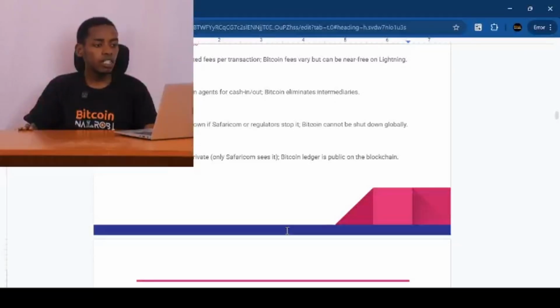So number 12, resilience. M-PESA can shut down if Safaricom or regulators stop it. The regulator of Safaricom is the CBK. If CBK stops M-PESA, it means you cannot move money. Bitcoin cannot be shut down because it's global, number one, and it's decentralized. There's no single point of attack. The reason M-PESA can be attacked is because there is a single point of authority, that is Safaricom. But with Bitcoin, the Safaricom role is spread across everyone who is using Bitcoin.